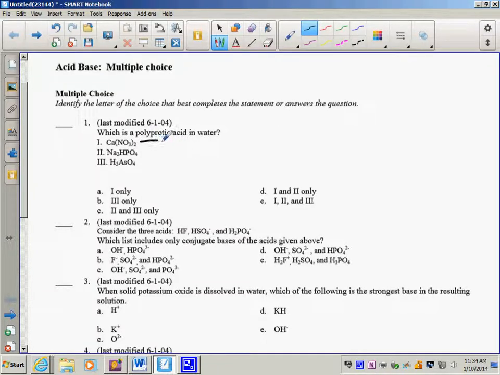Polyprotic means to donate more than one H. This would be considered monoprotic. This would be considered diprotic. This would be considered triprotic. Therefore, these are both polyprotic. The only thing here that can donate more than one H is this one. This is monoprotic, polyprotic, 3 only.